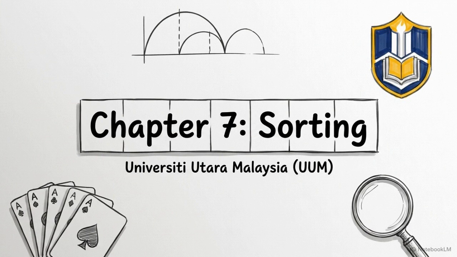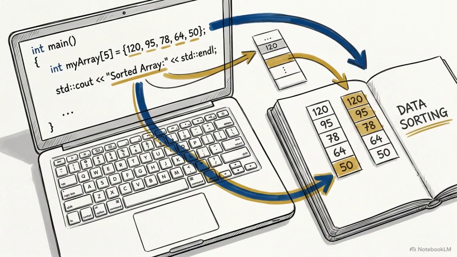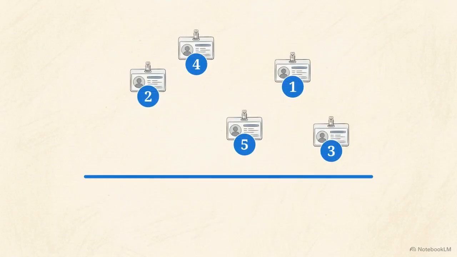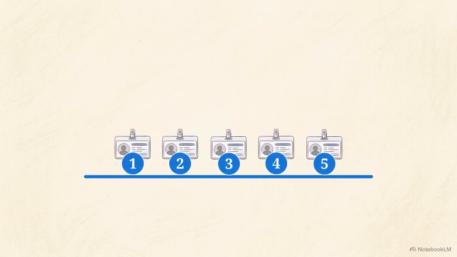Welcome to Chapter 7. I'm Dr. Ala Jabbar Al-Maliki, and today we are breaking down the mechanics of sorting, a foundational operation in your data structures course. Sorting is the process of arranging data into a specific order, such as the ascending sequence you see here.